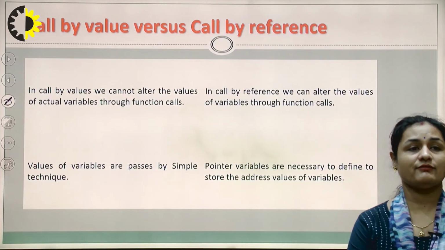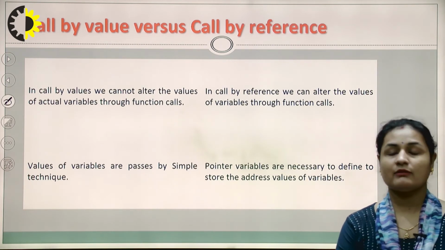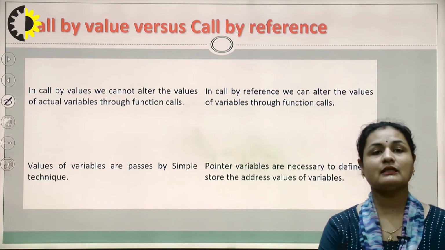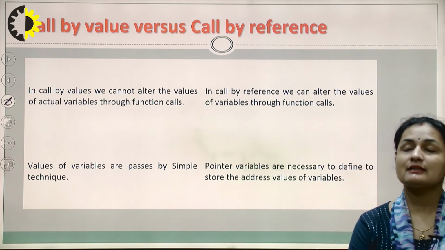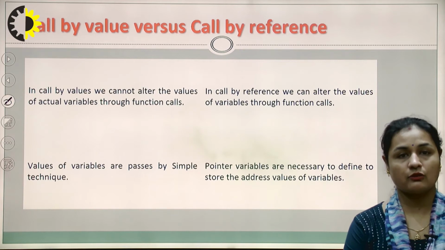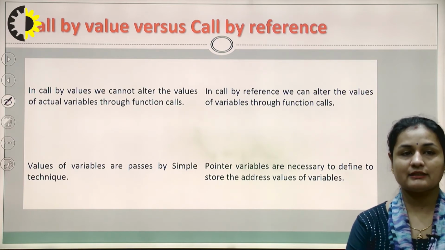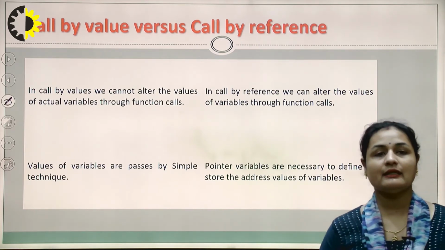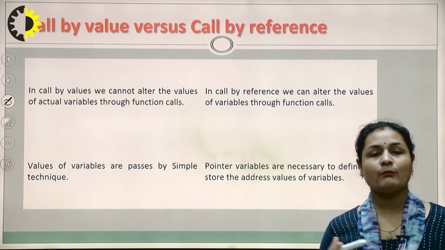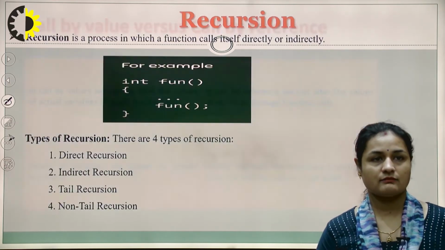Now the fourth difference, the values: in call by value, we cannot alter the values of the actual variable through the function call. We cannot change the value of the variable through the function call. In call by reference, we can change the value of the variable through the function call. And the last difference is, values of variables are passed by a simple technique, and here in call by reference we use a technique that is known as pointer. We use the pointer variable to pass the address or to store the address.